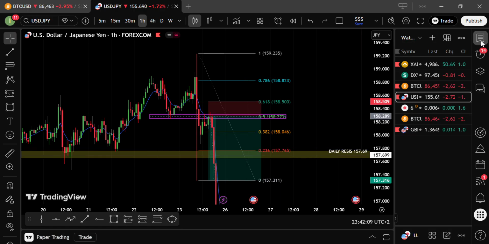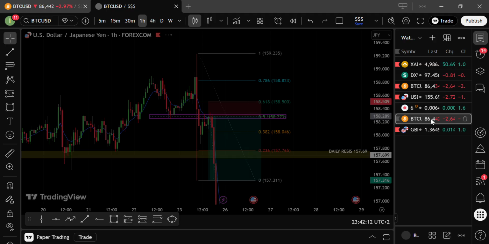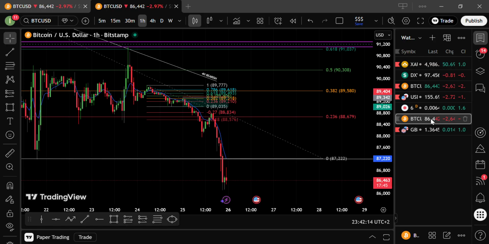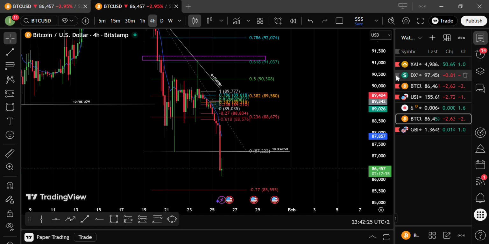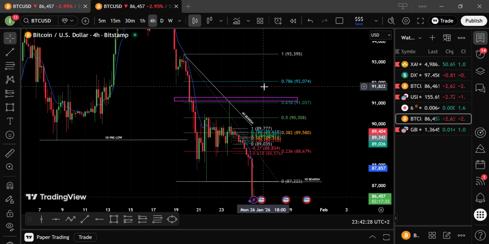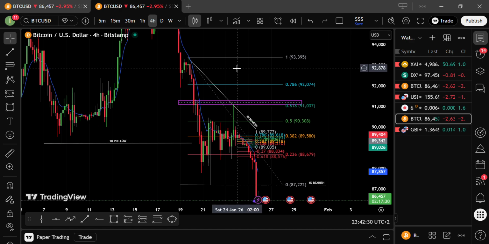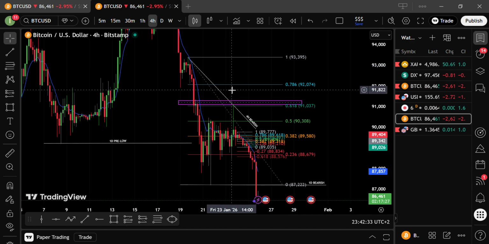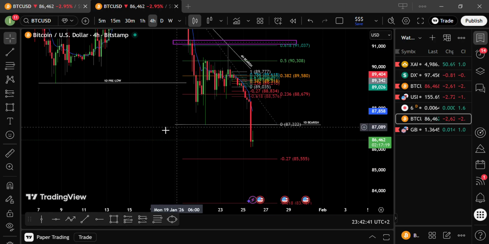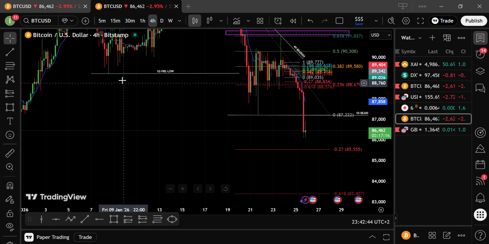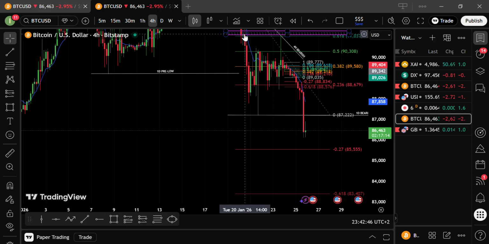One thing I like about this method is that you can literally apply it to anything. You can apply it to any type of pair that you want. As you can see, I also applied it on the Bitcoin Friday night, right over there. You see it? Beautiful things, guys. And TP hit right over there. Understand?